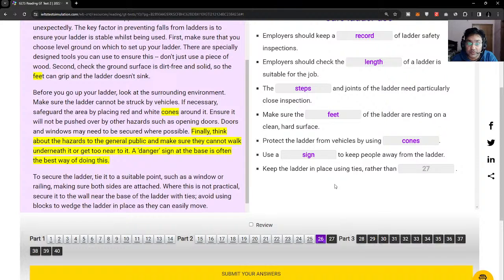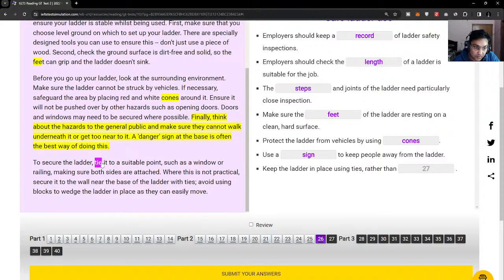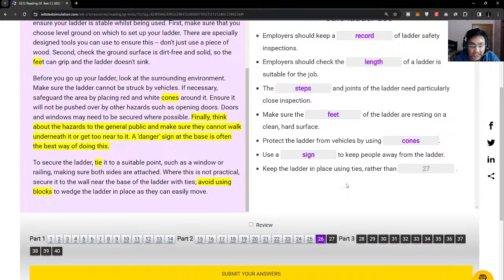Keep the ladder in place using ties rather than tie it to a suitable knot, such as a window or railing, making sure both sides are secured to the wall. The base of the ladder. Avoid using blocks to wedge the ladder in place as they can easily move. Keep the ladder in place using ties rather than blocks.